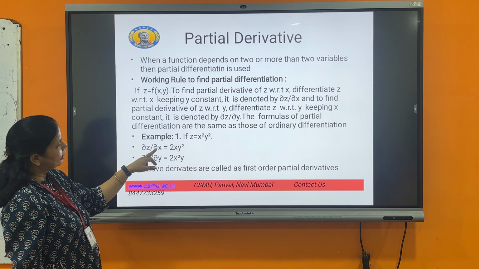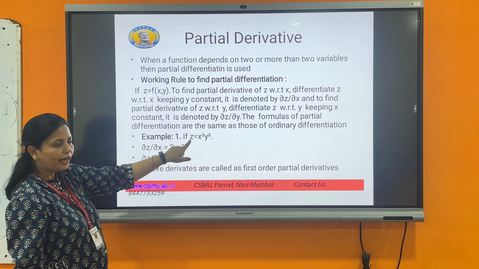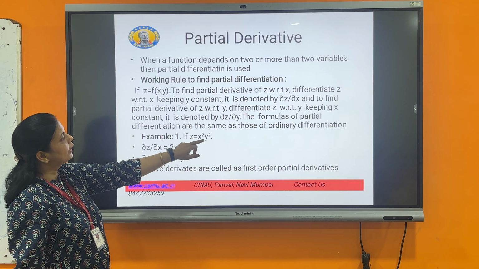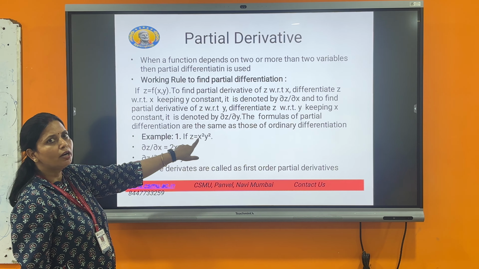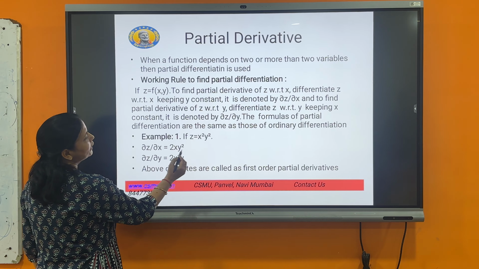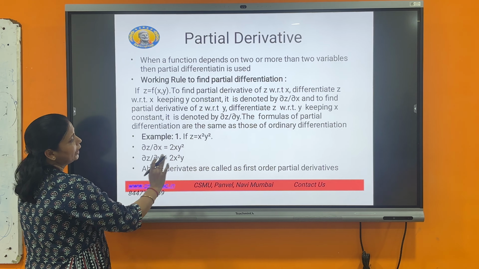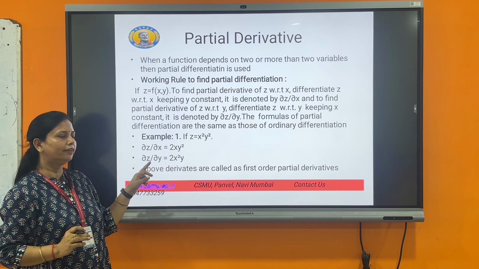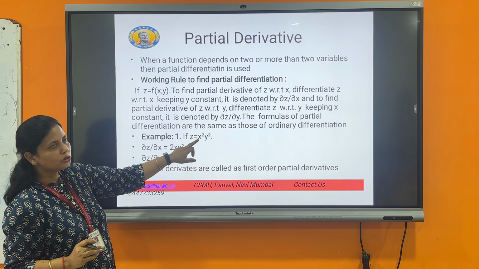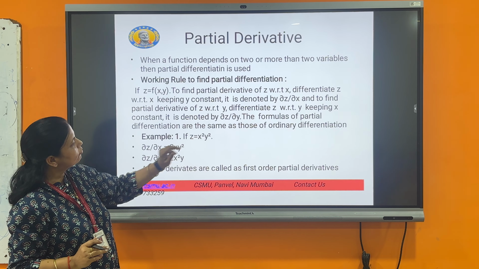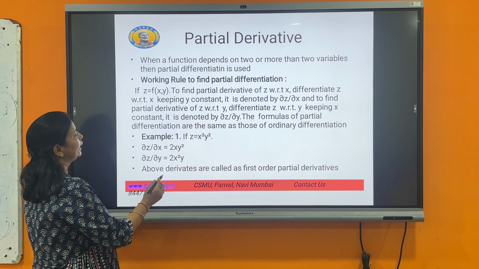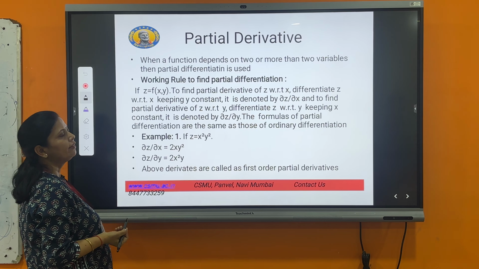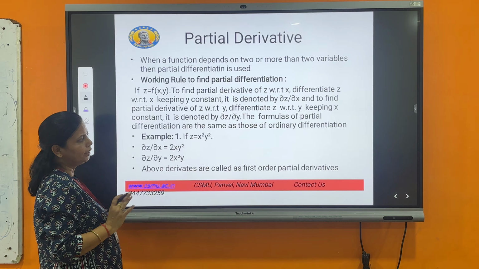So del z by del x: we differentiate z with respect to x only, and y we treat as a constant. The derivative of x square is 2x, and y square is treated as a constant. When we differentiate z with respect to y, we keep x square as a constant, and the derivative of y square is 2y, so the result is 2x square y. The above derivatives are called first order partial derivatives.